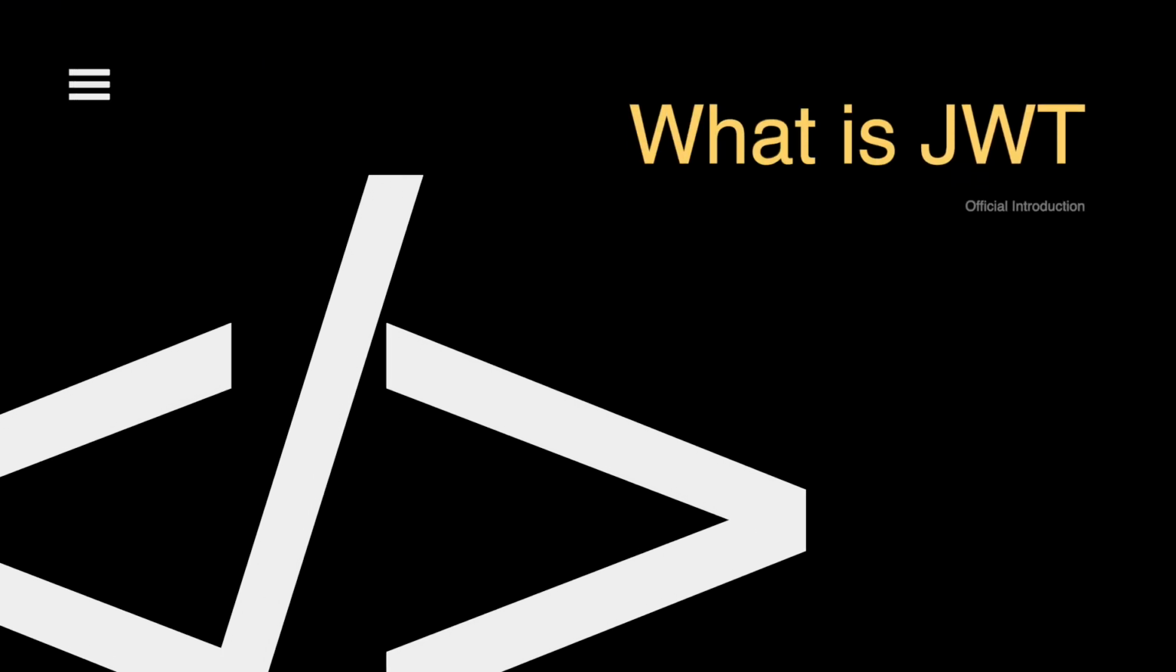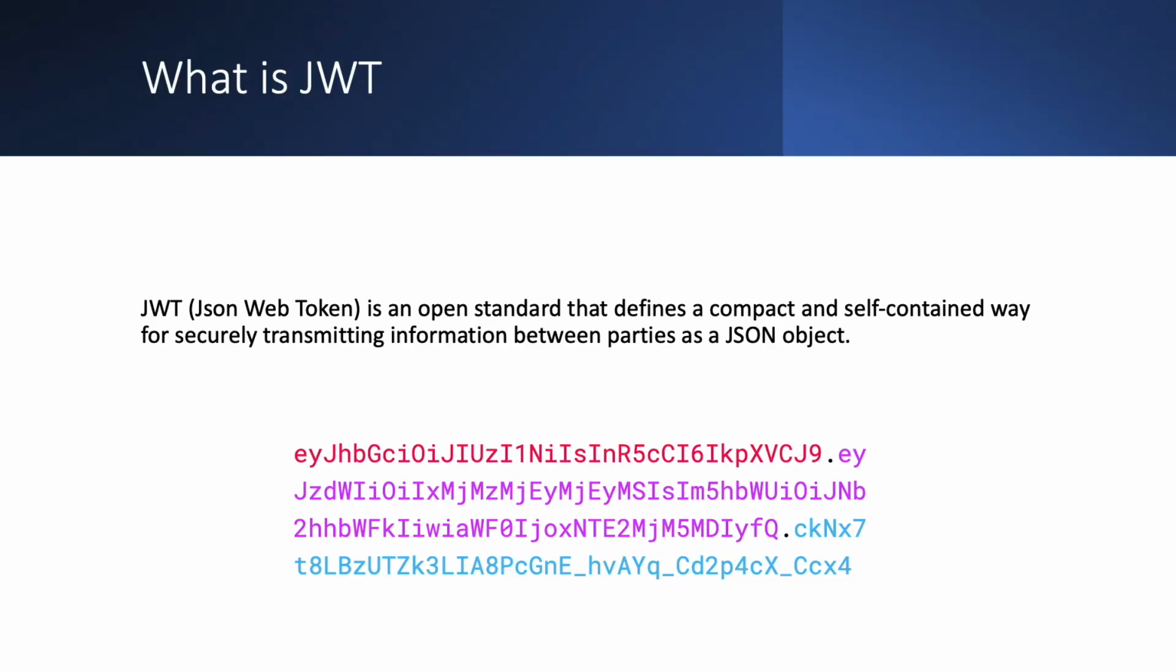So, what is JWT? JWT is an open standard. First of all, JWT stands for JSON Web Token. It's an open standard that defines a compact and self-contained way to securely transmit information between parties as a JSON object. In simple terms, it's an encrypted string in JSON format that contains sensitive information that will allow us to verify the sender between different services.